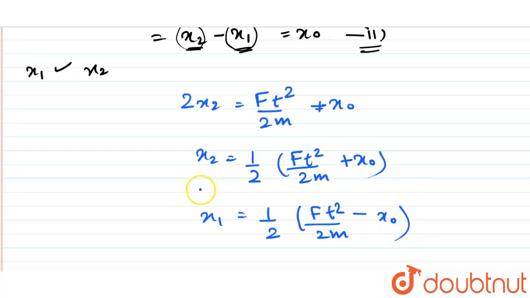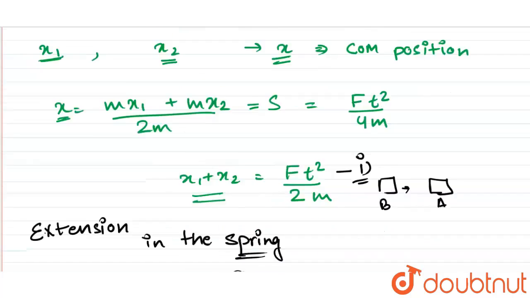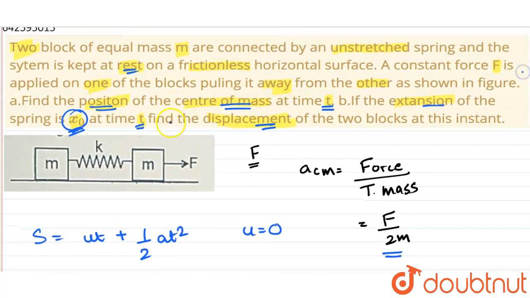Okay, so these are the values of x1 and x2, that is displacement of block 1 and displacement of block 2. Okay, so in this question we found out the position of center of mass and displacement of each block.